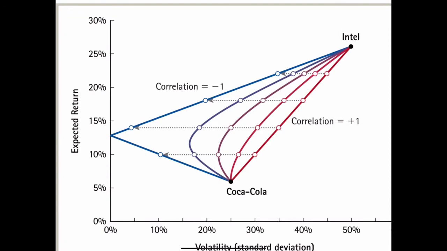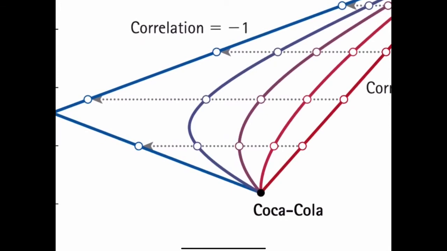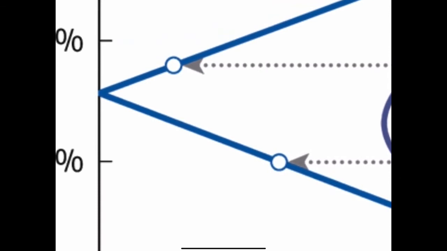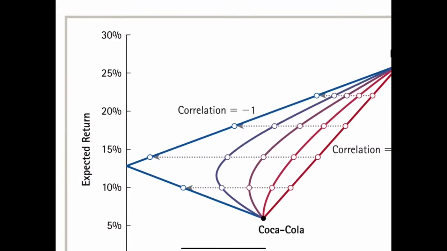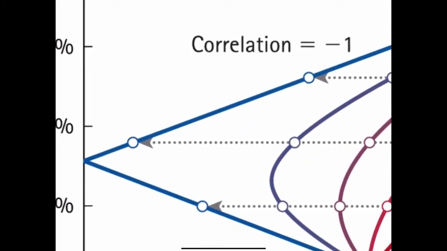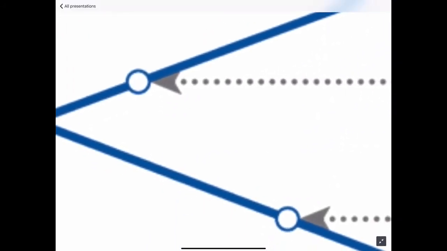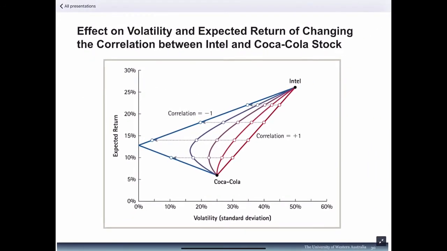And of course, when correlation is -1, everything on this blue line, going from here to here, is inefficient, because you can achieve a better outcome by going onto the efficient portfolio from here to here. In every case you can have a better expected return holding the same volatility. What this graph illustrates is the benefit of diversification, and that comes from the lower correlation.